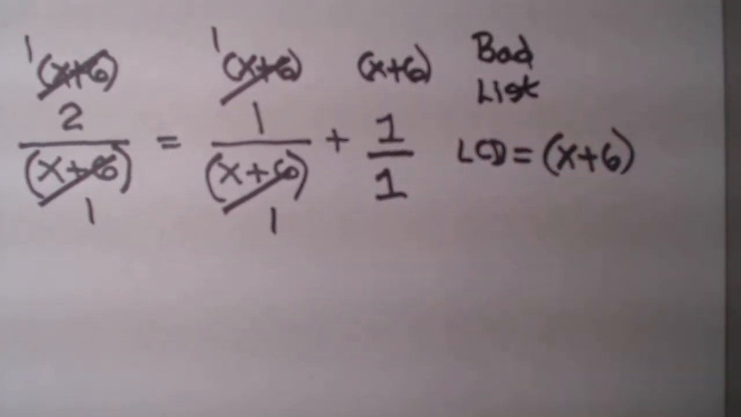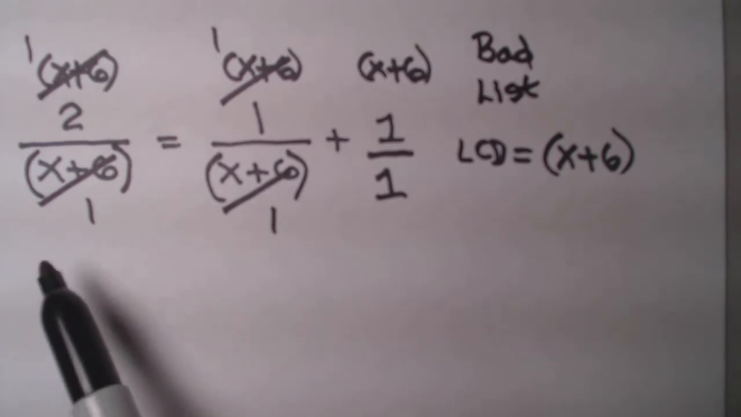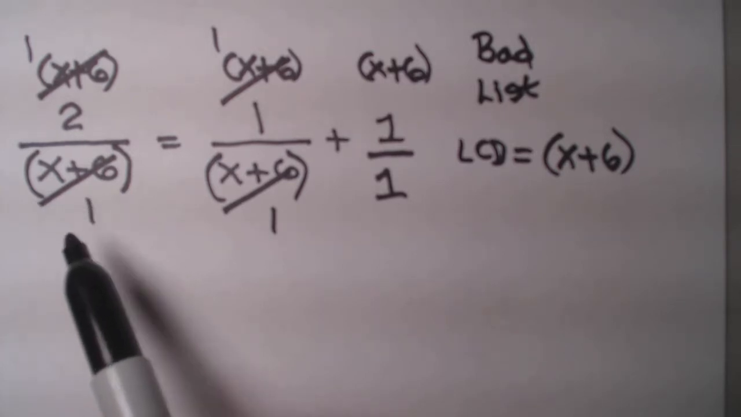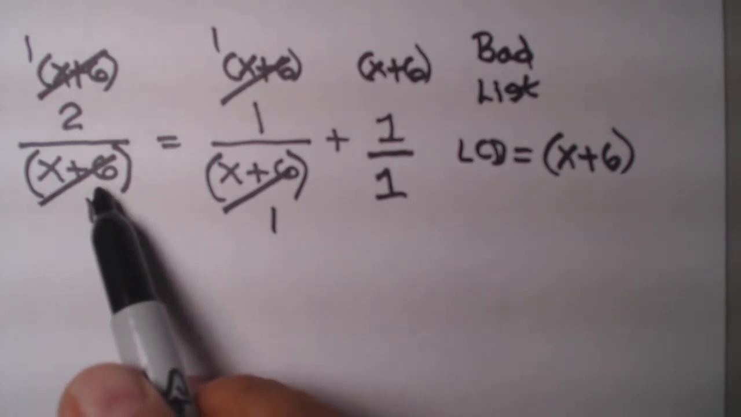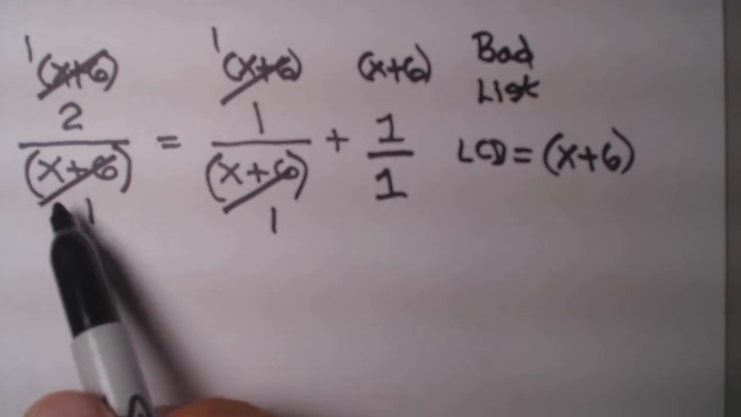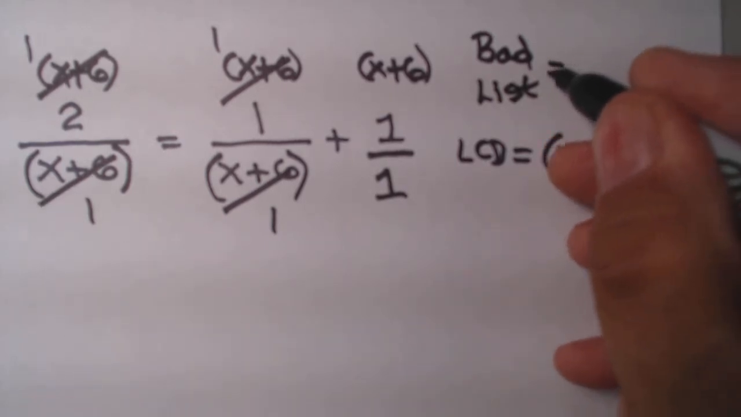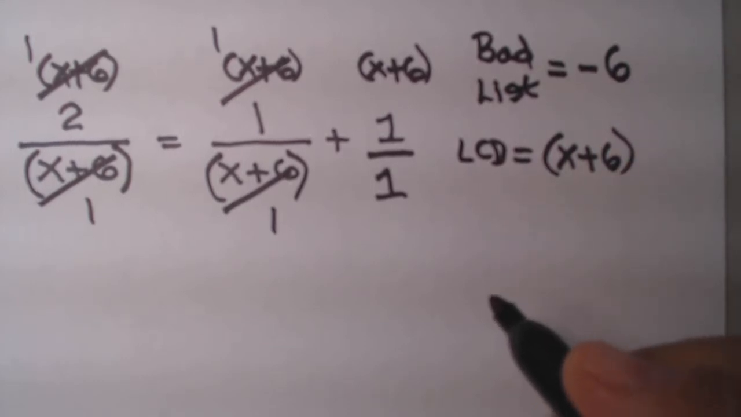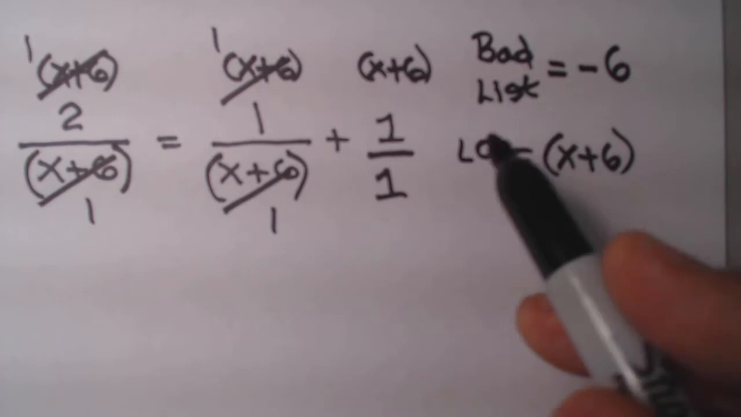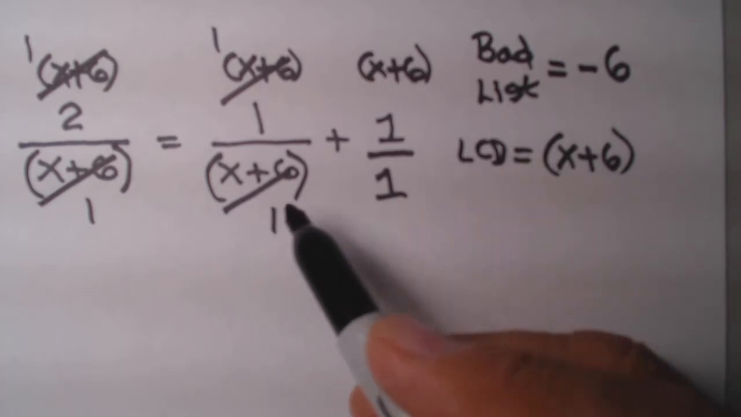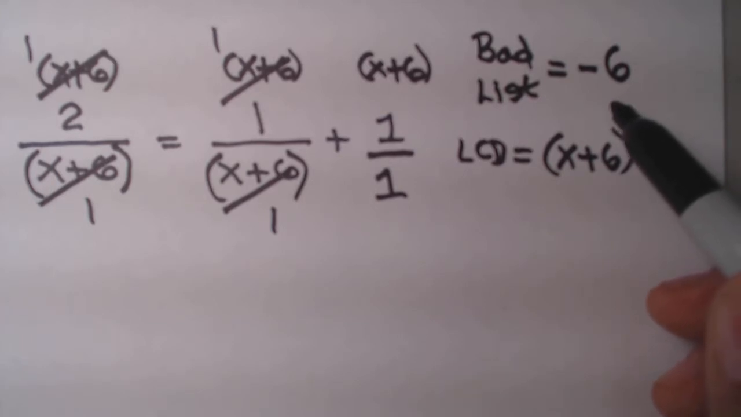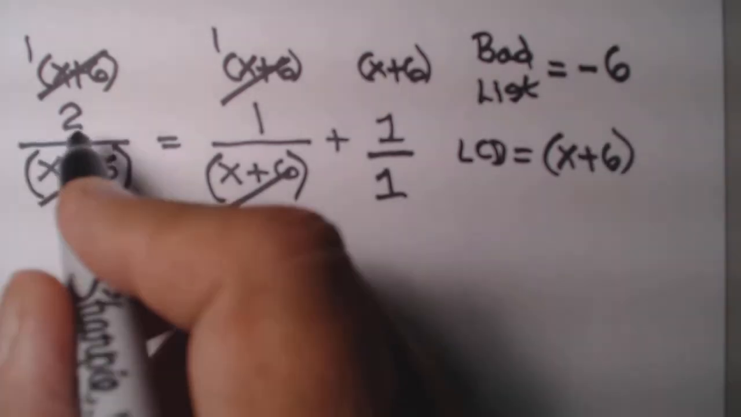Okay. Now, look at this carefully. X plus 6. What value of x will make this 0? Well, what do you have to combine with plus 6 to make 0? Negative 6. So the bad list here equals negative 6. You can have more than one value in your bad list. So far, we've only had one. This one here is the same thing, negative 6. So if negative 6 shows up as an answer, we'll have to toss it out and say that there are no answers.